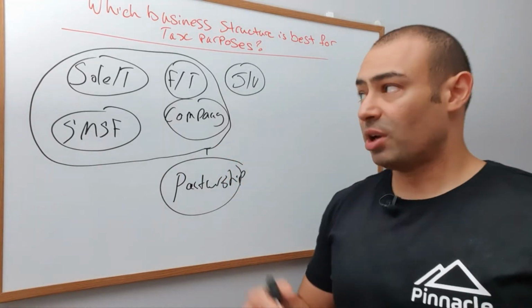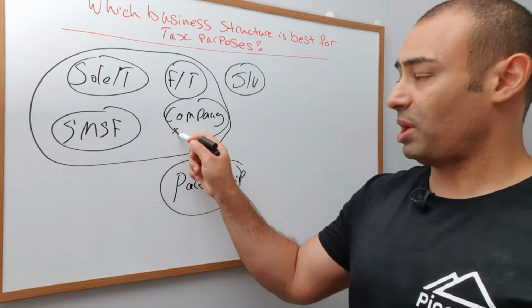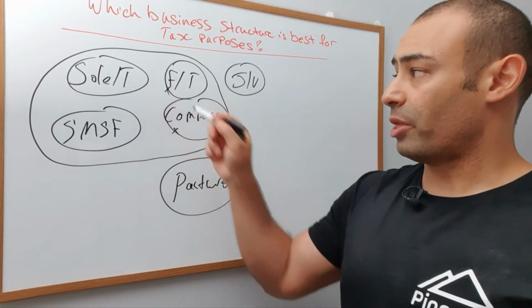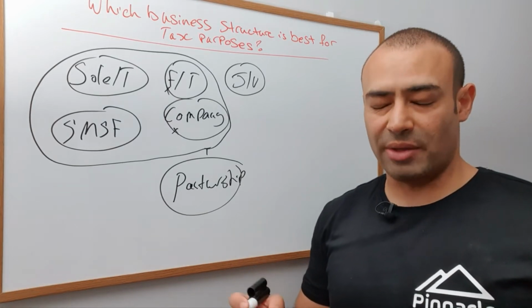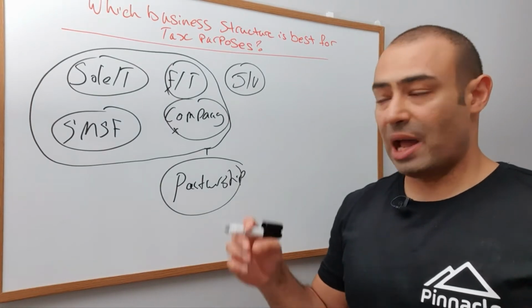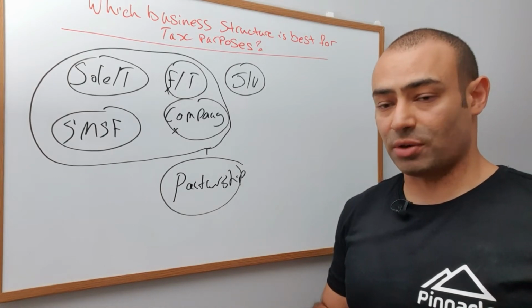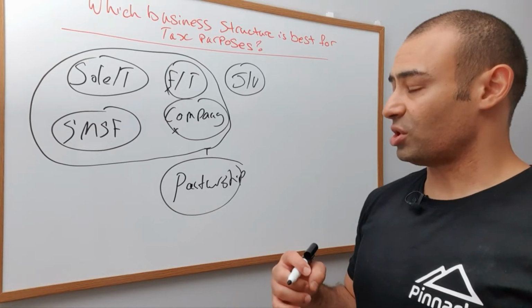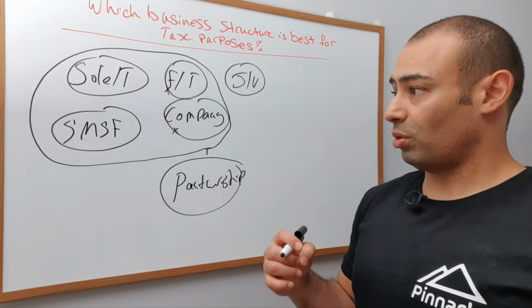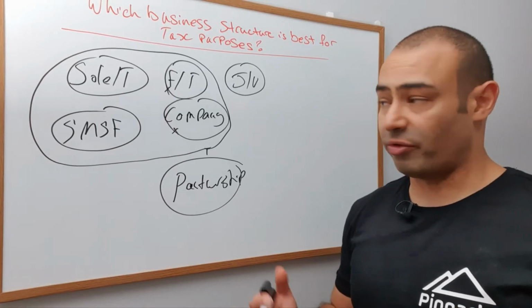Generally speaking, we did a video about the benefits of a company and the benefits of a family trust, both the benefits and the disadvantages. So have a look at those videos. We'll link them in the description section. Okay, so which of these should we use? Well, again, we need to look at the commerciality of every single one of them first.